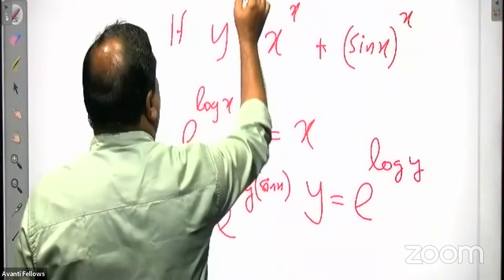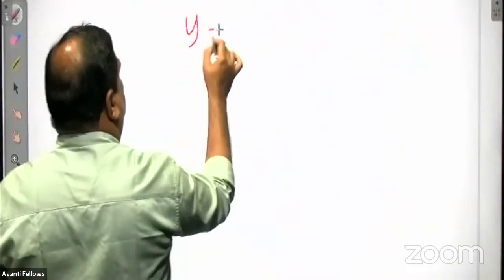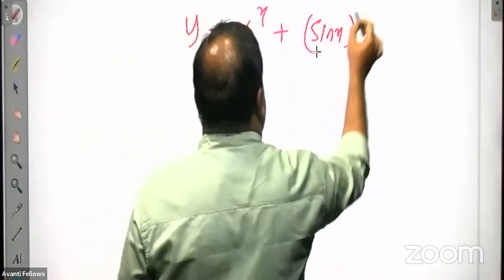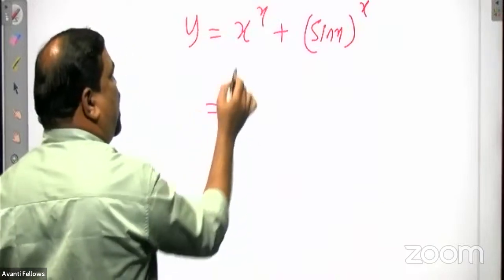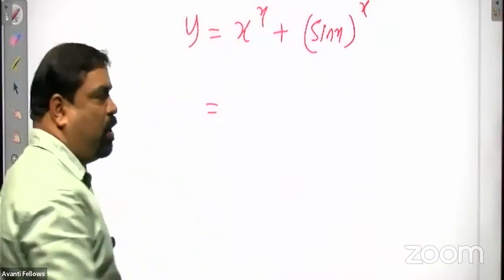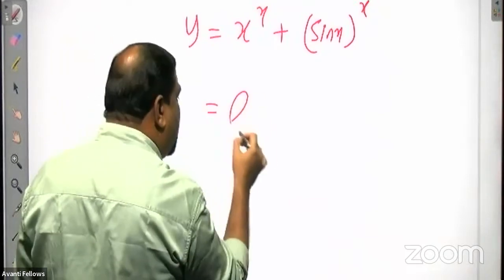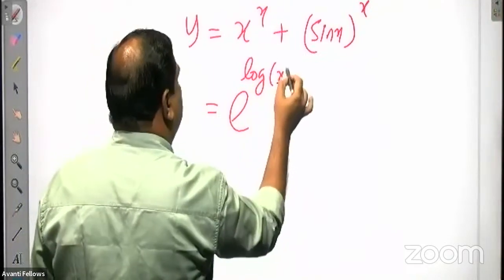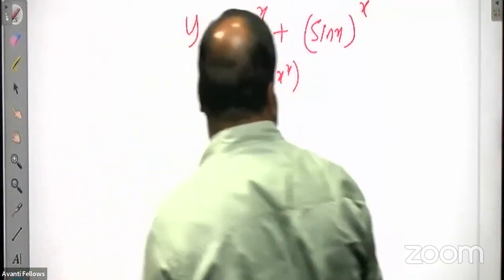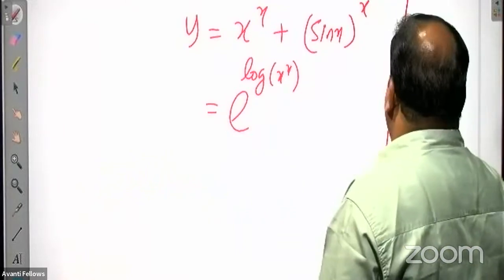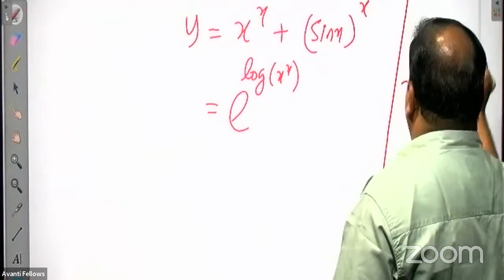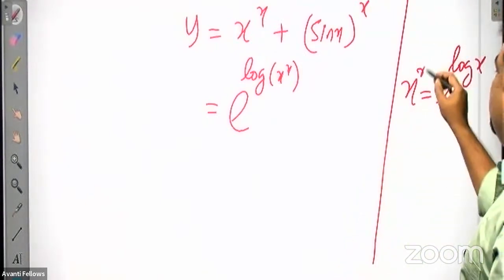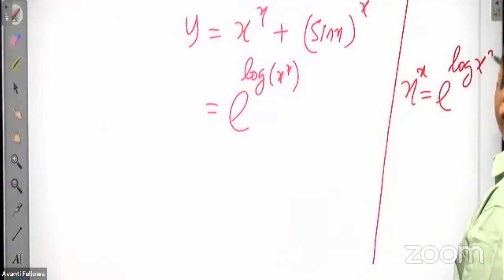How can we apply it here? Our function is y equal to x raised to x plus sin x raised to x. The first portion is x raised to x. I will write this as e raised to log of x raised to x. Since x can be written as e raised to log x, x raised to x can be written as e raised to log of x raised to x.